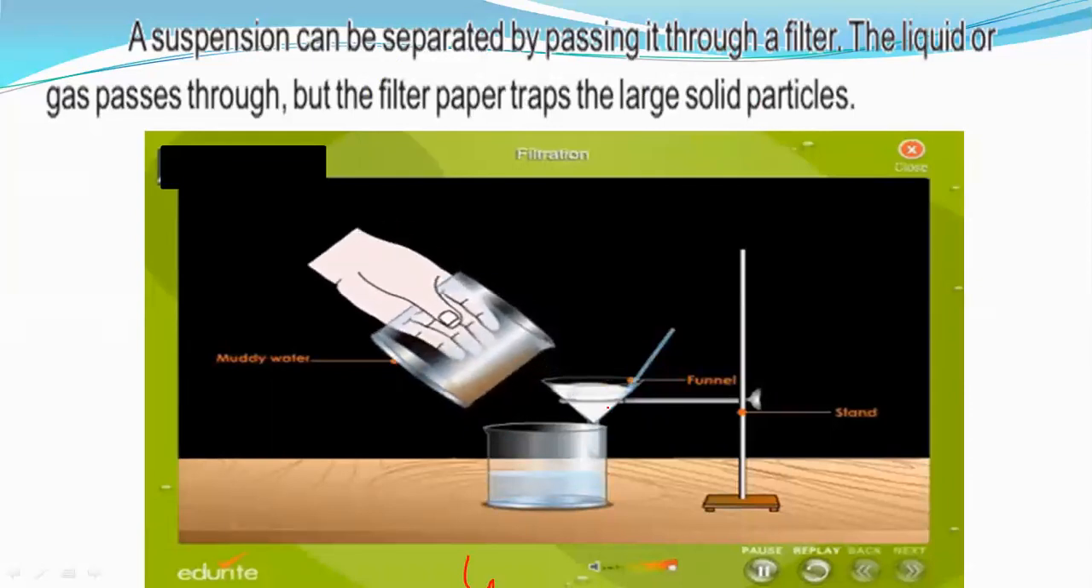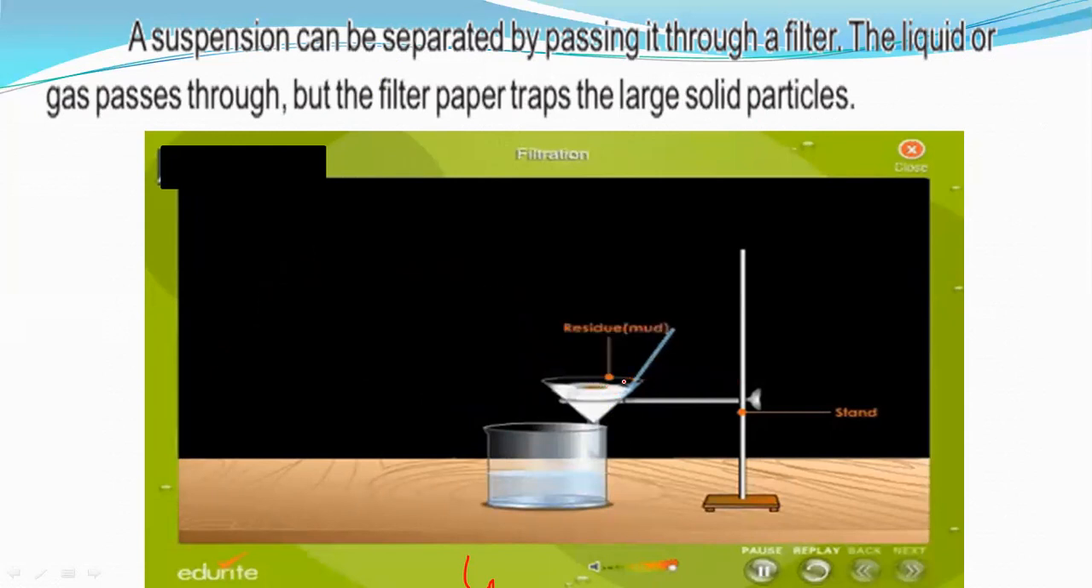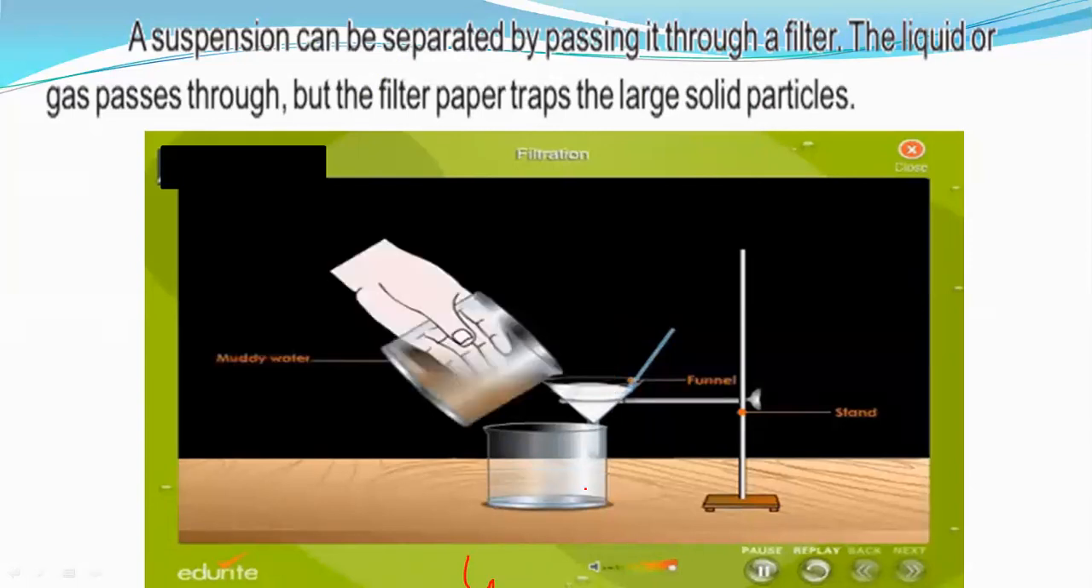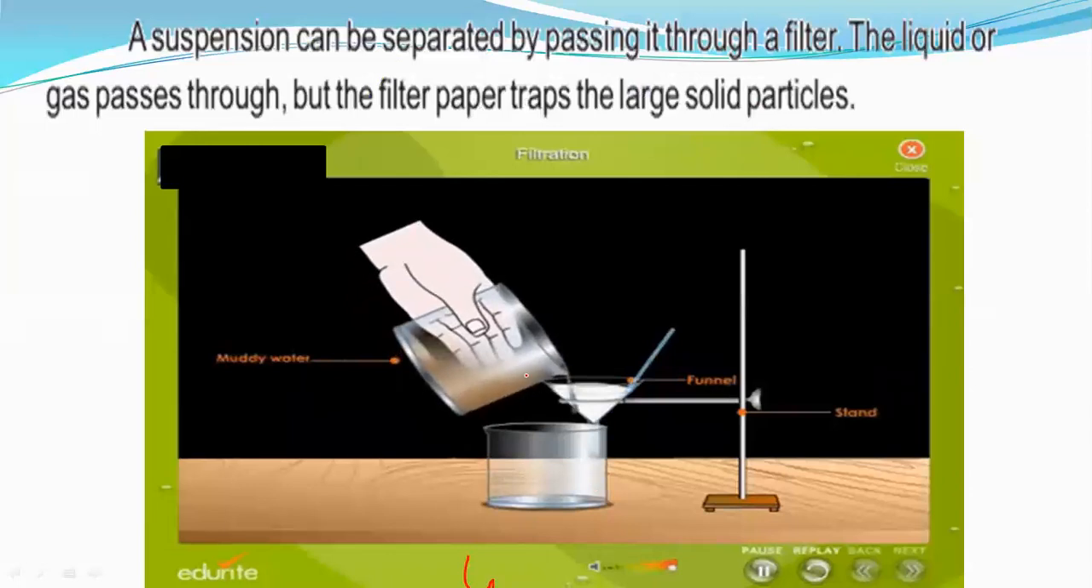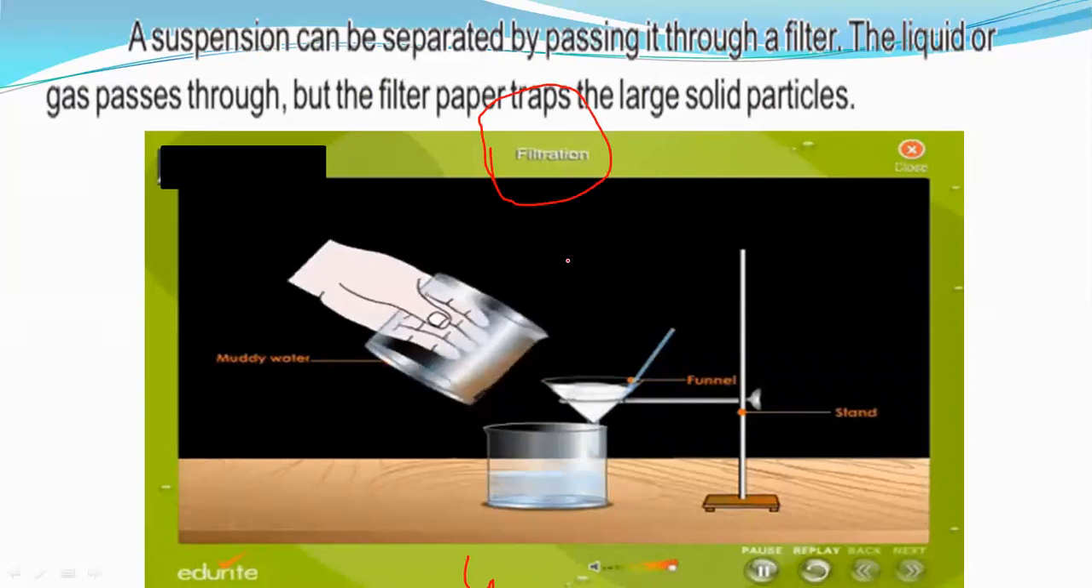When we filter that with a strainer, what happens? Tea leaves just stay outside on the strainer, and we have clean liquid tea in the cup. This process we studied in the previous chapter is called filtration.